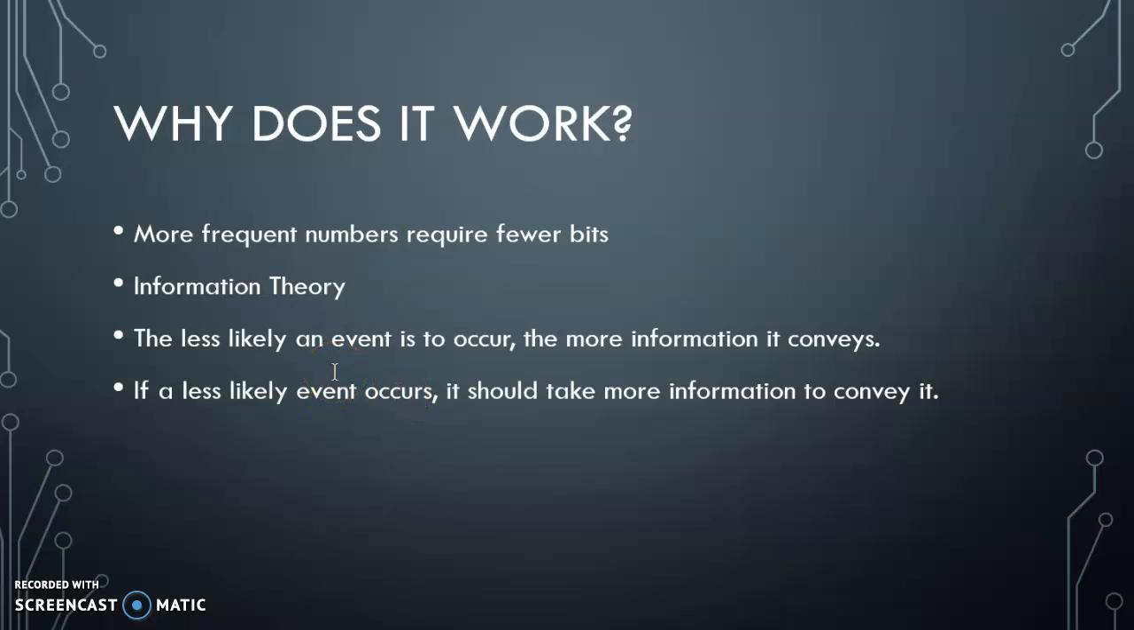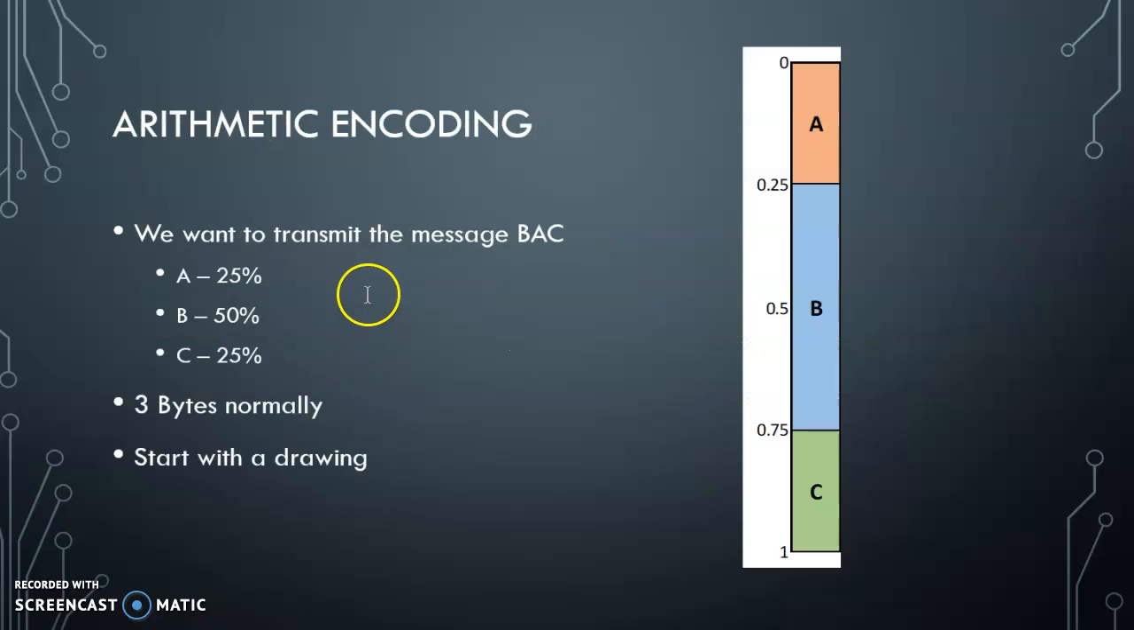Now, I said I had another method to go through, and that one is called arithmetic encoding. So for this example, we're not going to bother dealing with the picture, but we're going to be transmitting the message BAC. Normally this would take 3 bytes, but in our particular example, let's say that A has a 25% chance of occurring, B has a 50% chance of occurring, and C has a 25% chance of occurring.